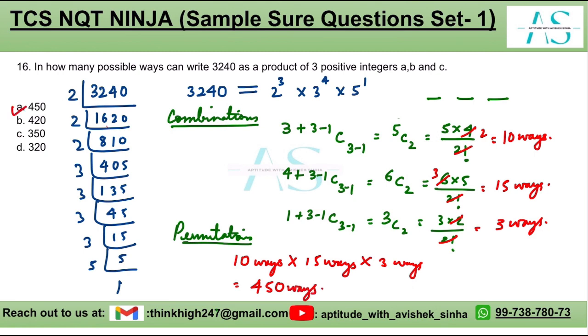Option A seems to be the correct fit. We have to be very good with our formula for permutation and combination in order to tackle questions like this in no time. I hope this helps.